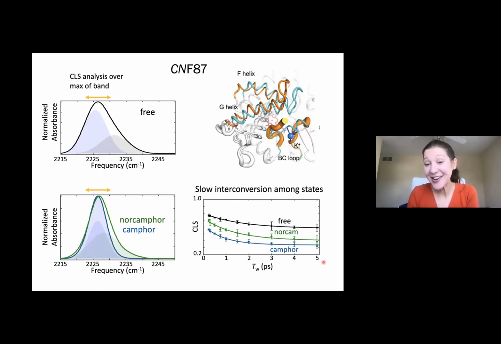So here are decay curves that we get, and for both the NOR camphor and the free, we saw a greater offset or slower dynamics, suggesting that these two states slowly interconvert, which would be consistent with sensitivity to this larger scale structural change in this helix loop helix.